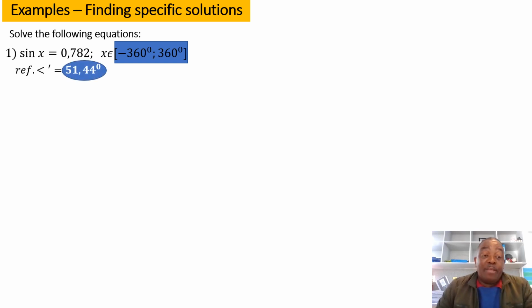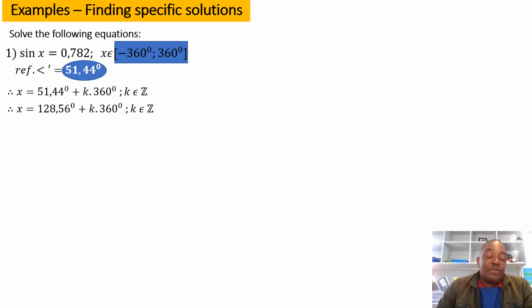This one was ready for a calculator, 51.44 degrees. And then we write our general solution. Obviously, we're looking for the quadrants where sine is positive. We've got a positive ratio there of 0.782. And then the other solution is in the second quadrant, and there's our solution.